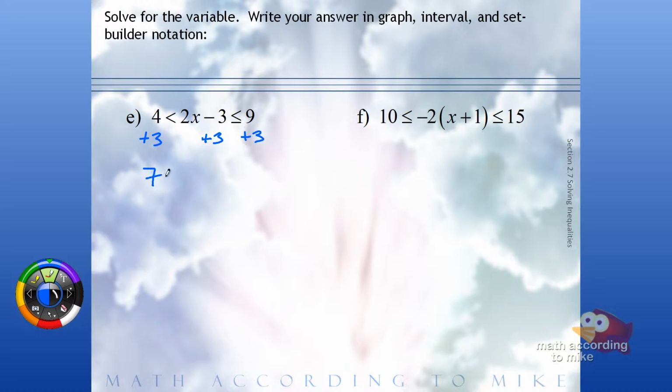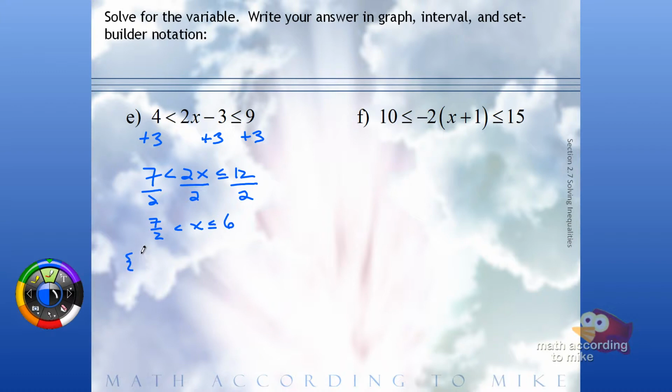So we get 7 is less than 2x is less than or equal to 12. And to finish solving for x, we're going to divide everything by 2. Since 2 is positive, no need to change signs. So we get 7 halves is less than x is less than or equal to 6.